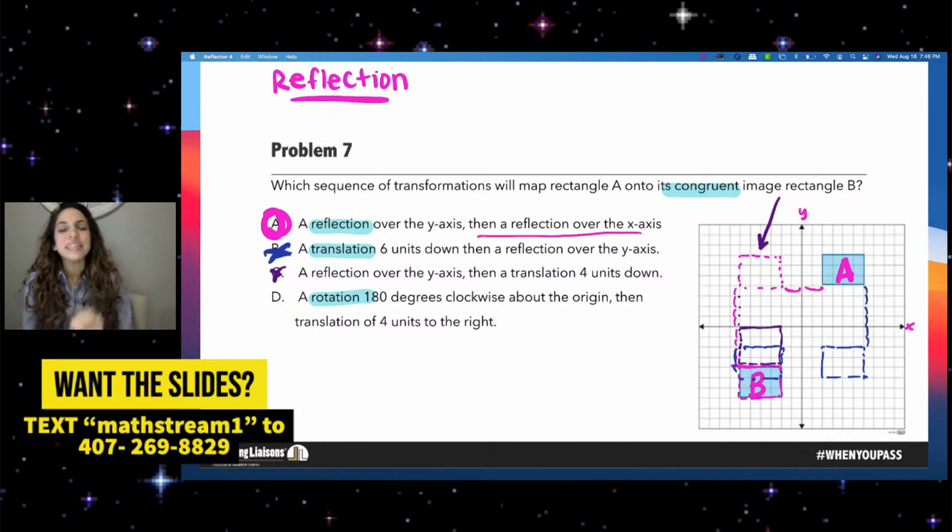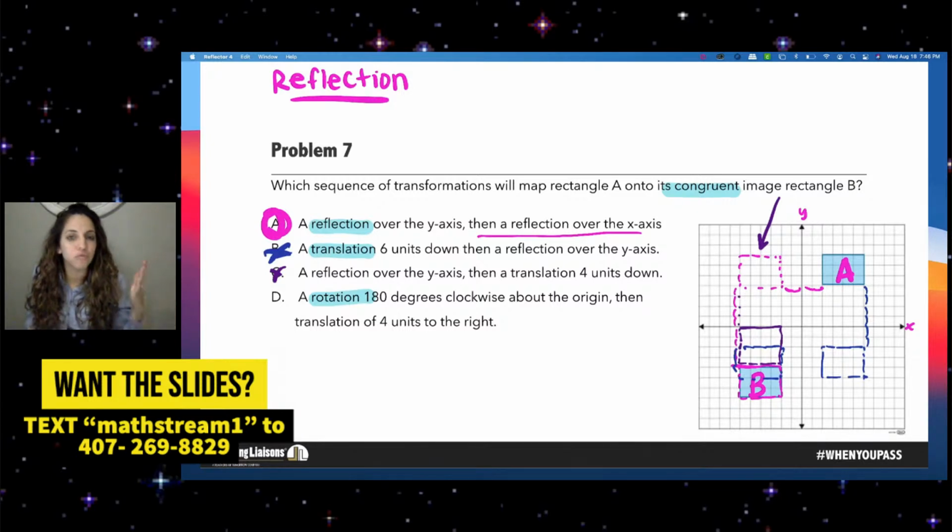Rotations. Rotations are something that are difficult. It's kind of hard to visualize where it would land if we're rotating. So we have some rotation about the origin rules.